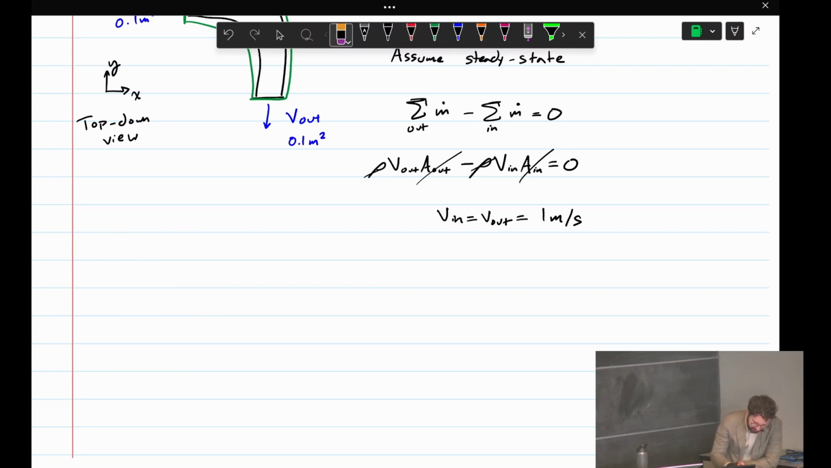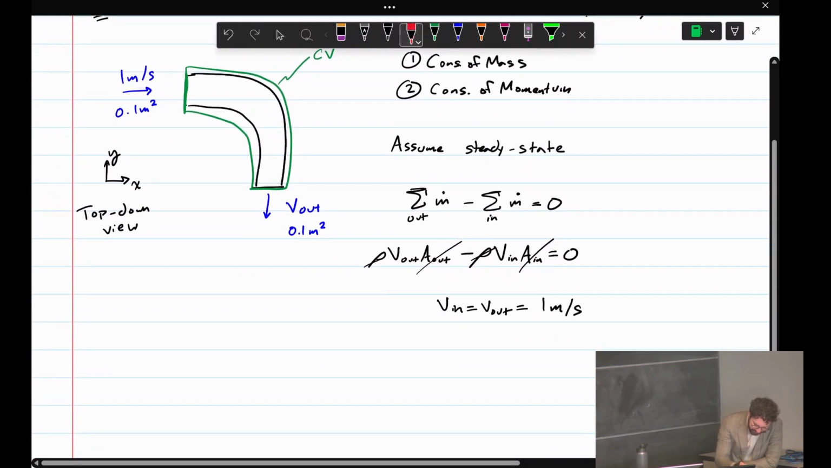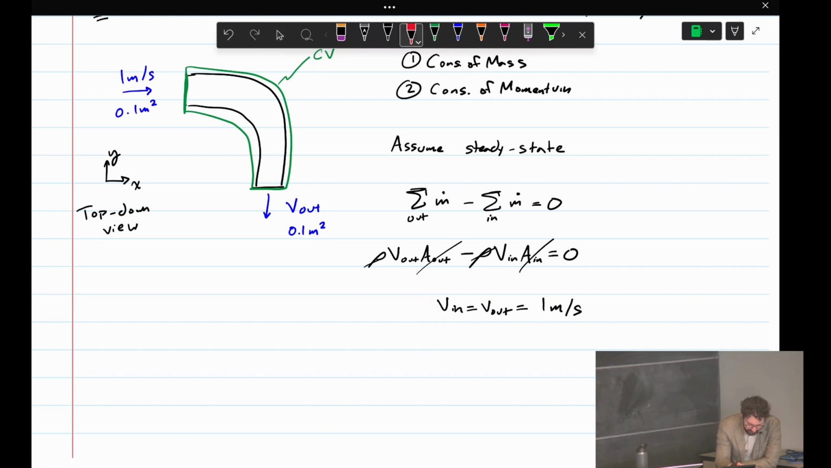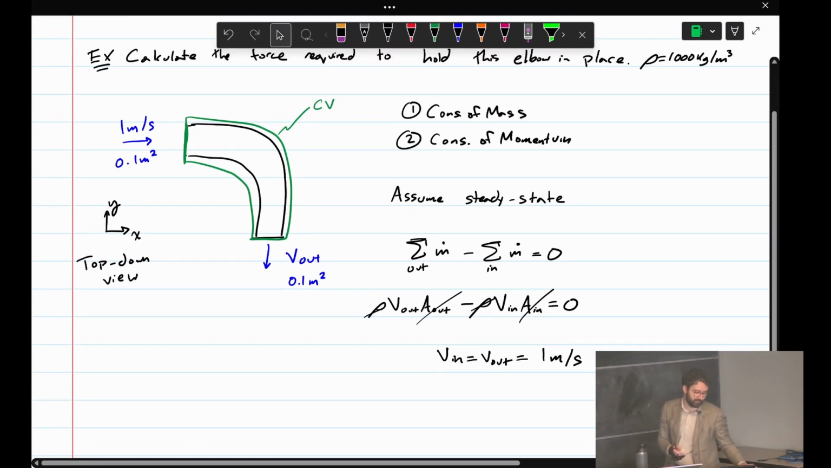I'm just going to draw these forces on our CV itself. If you have this elbow in some sort of structure in the real world, you'll have a support. You can think of this elbow as just floating in space. What direction do you think the forces are going to turn out to be for this case? What's intuitively, what makes sense? Yep.